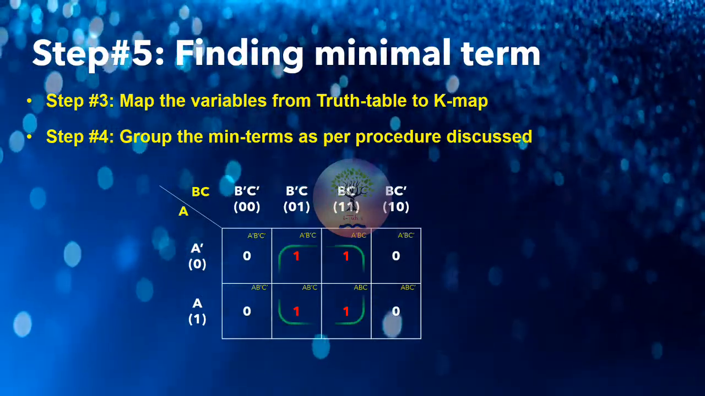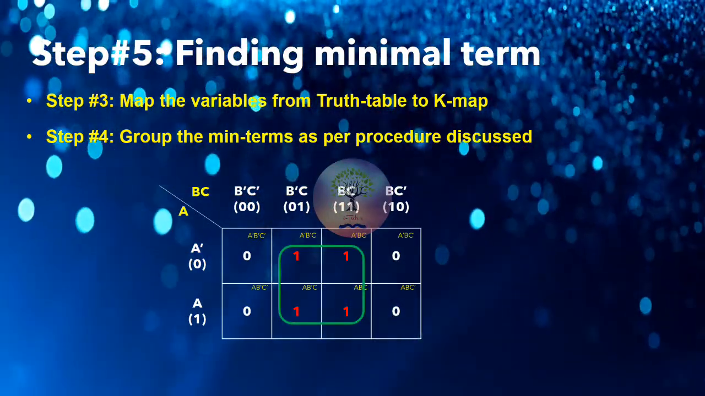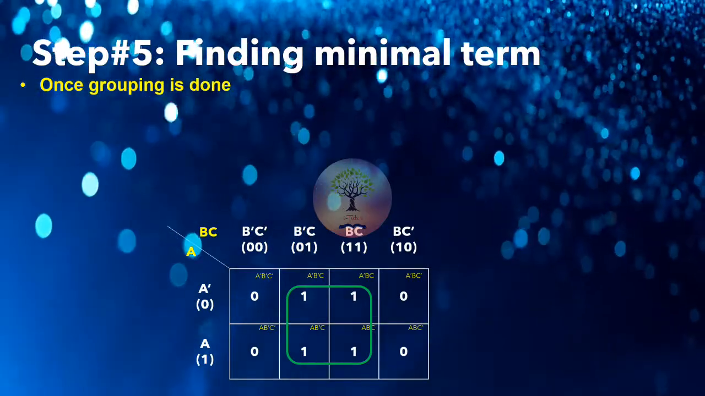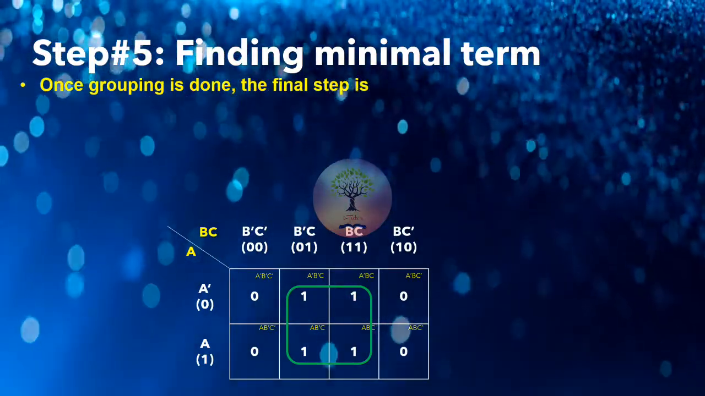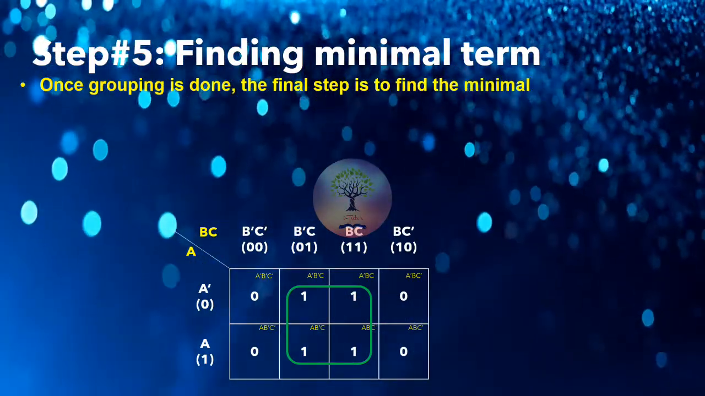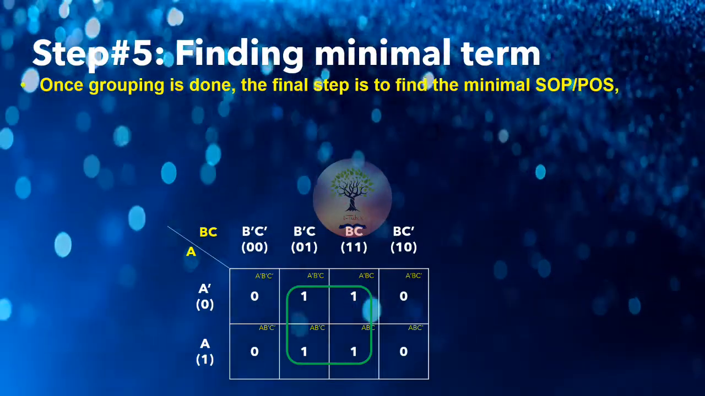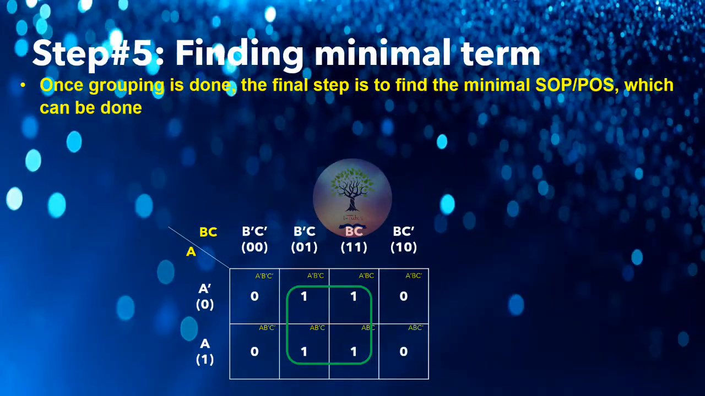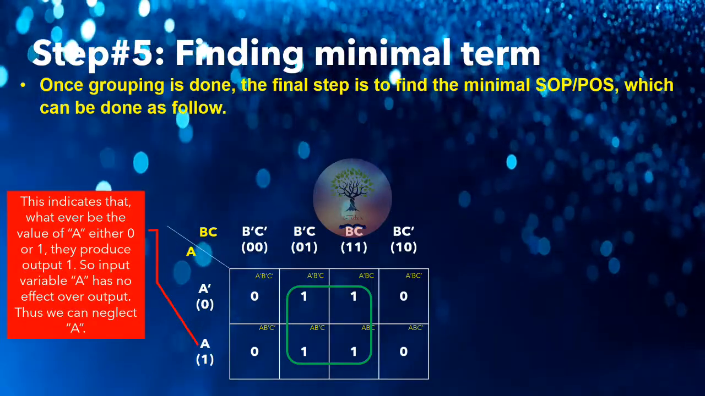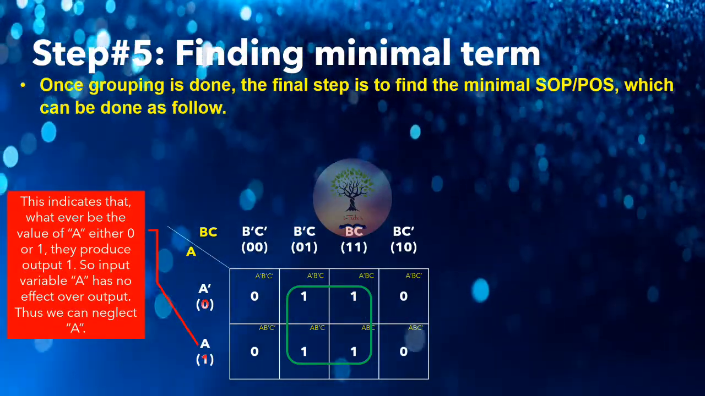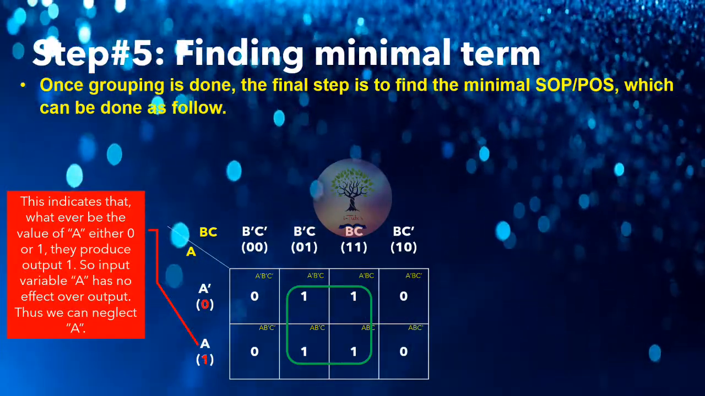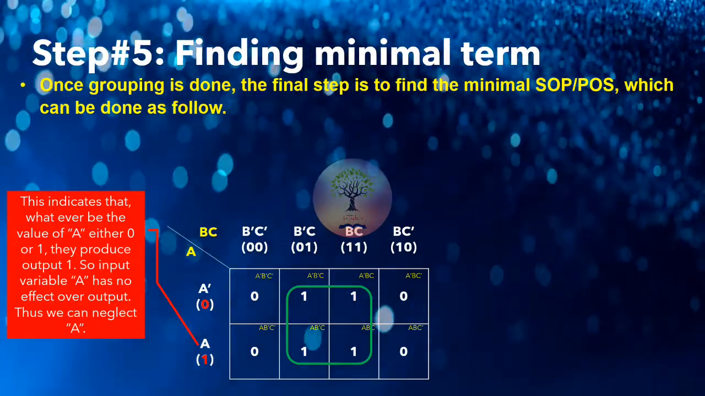Once grouping is done, the final step is to find the minimal SOP/POS, which can be done as follows. This indicates that, whatever be the value of A, either 0 or 1, they produce output 1. So input variable A has no effect over output. Thus we can neglect A.